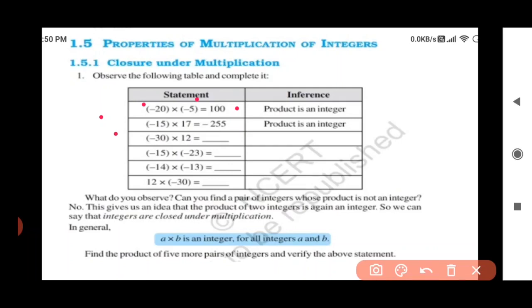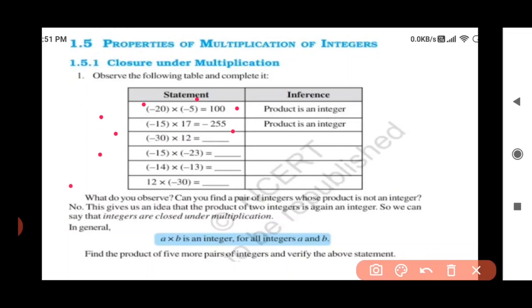Second case, minus 15 into 17, you get minus 255. The product is an integer because minus 255 is an integer. Let's check the third one: minus 30 into 12 equal to minus 360. Minus 360 is an integer.